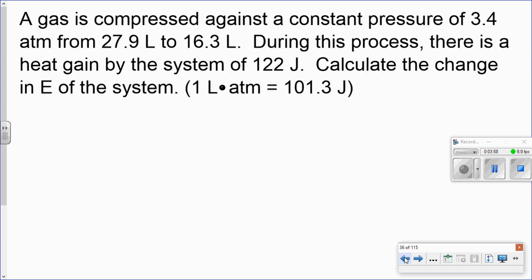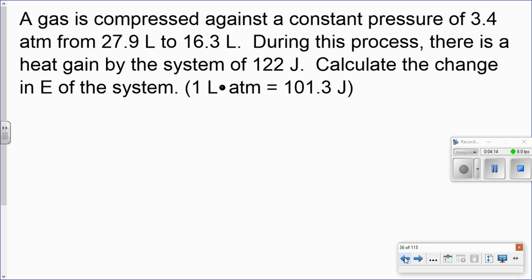So if we take a look at this particular problem, a gas is compressed against a constant pressure of 3.4 atmospheres, and it's compressed from 27.9 liters to 16.3 liters. During this process, there's a heat gain of the system of 122 joules. Calculate the change in energy of the system, okay?